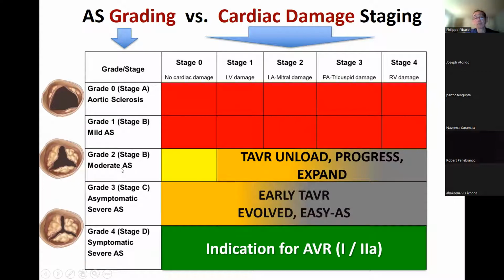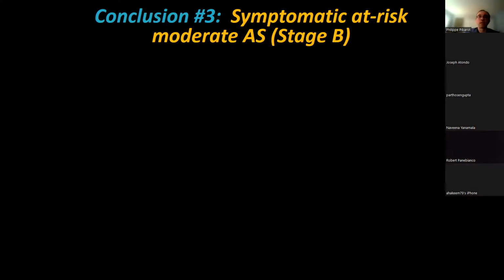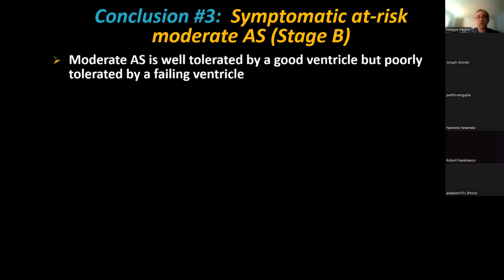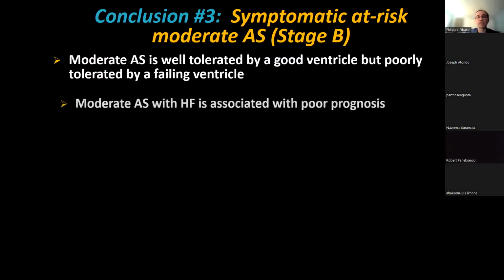And now you have the grade 2, or the moderate AS, where here there are several trials that are ongoing, TAVR UNLOAD, PROGRESS. Also, there is another one that is called EXPAND that will start soon. And they're all looking not necessarily at all comers with moderate AS, but at-risk moderate AS, okay? Now, so what I would like to conclude with regard to this symptomatic at-risk moderate AS is that, again, moderate AS is not a problem for a good ventricle. But in a failing ventricle or in a patient who has some risk marker, it may be detrimental and it may have an impact on outcome.